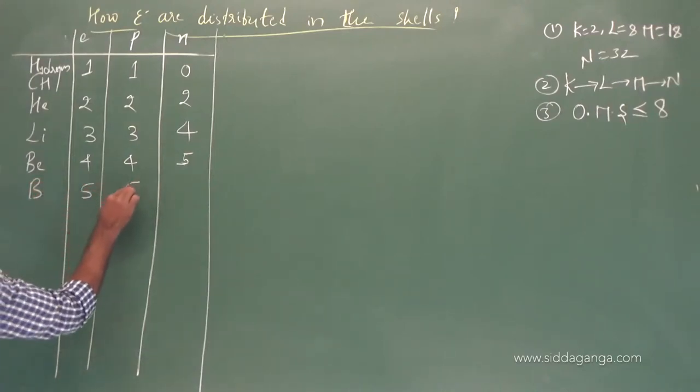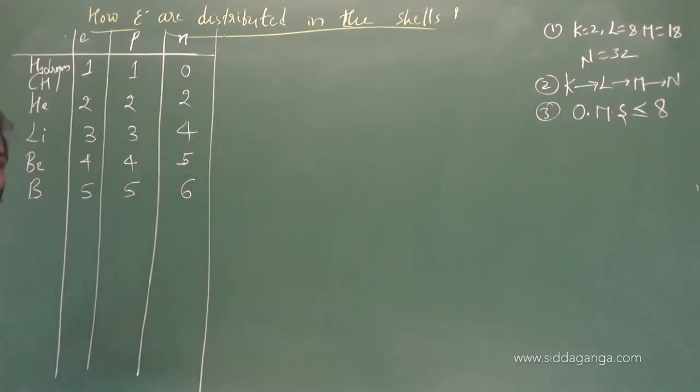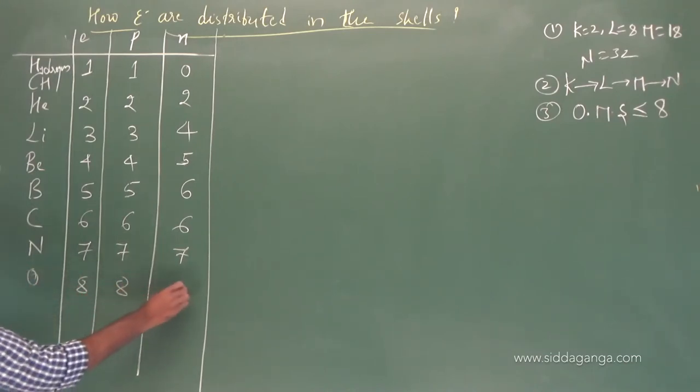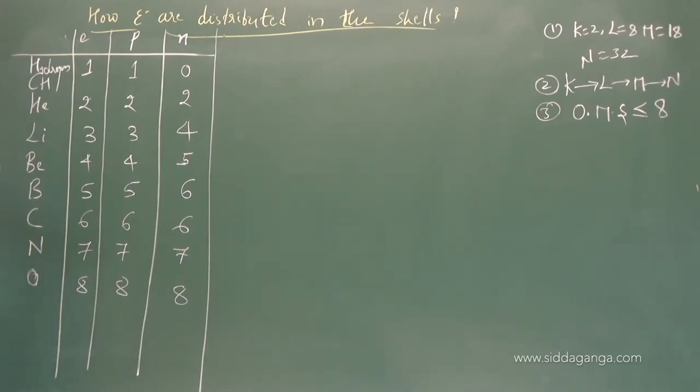Next boron, 5 electrons, 5 protons, then we have 6 neutrons for boron. Next one comes carbon, 6 electrons, 6 protons, 6 neutrons, all are equal here. Next, the 7th one is nitrogen, 7 electrons, 7 protons, 7 neutrons. Following, oxygen, 8 electrons, 8 protons, 8 neutrons. Next we have fluorine, F, 9 electrons, 9 protons, 10 neutrons. Next we have neon, the 10th one, 10 electrons, 10 protons, 10 neutrons. For neon 10, 10, 10, for fluorine 9, 9, 10.